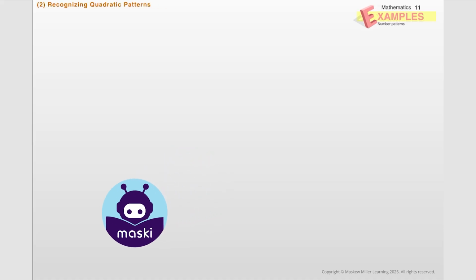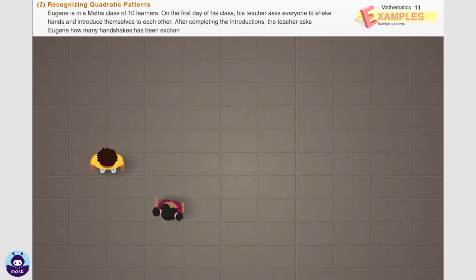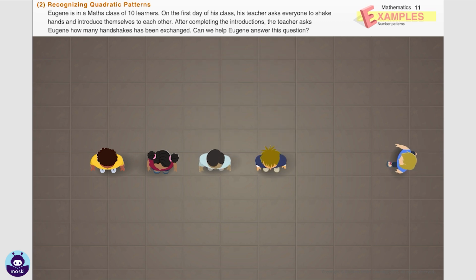Recognizing quadratic patterns. Quadratic patterns can be found in real life. Let us investigate a real-life problem which will lead to a quadratic pattern. Eugene is in a math class of 10 learners. On the first day of his class, his teacher asks everyone to shake hands and introduce themselves to each other.